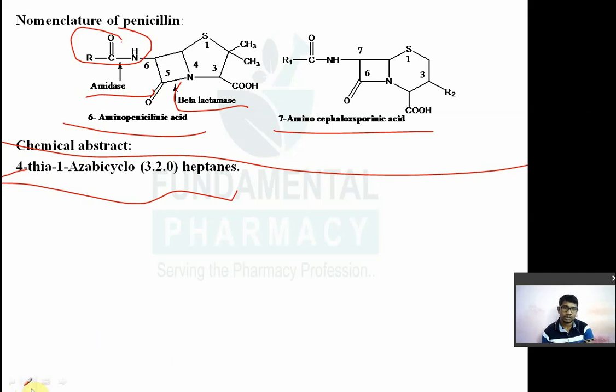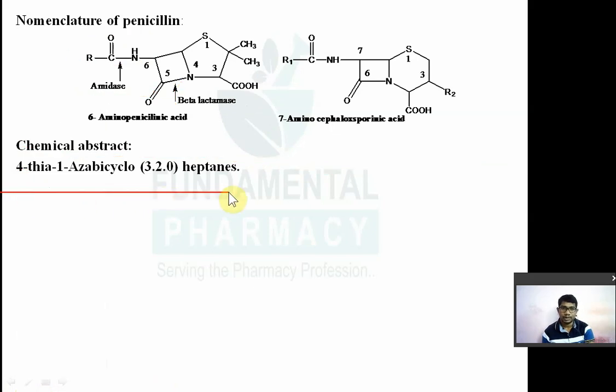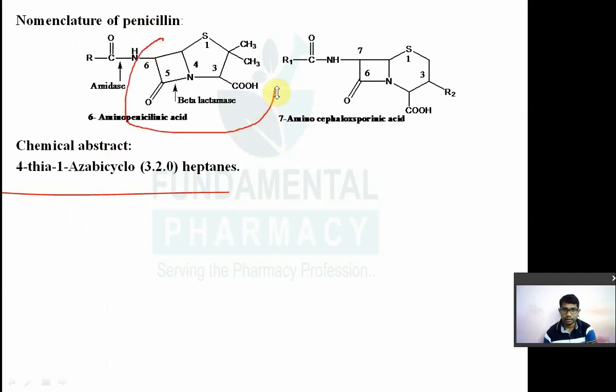The only difference is that cephalosporin has octane, and here it is heptane, everything else is the same. So the chemical abstract name is 4-thia-1-azabicyclo[3.2.0]heptane. This nomenclature they already asked in the exam. Here you can see there is a 7-membered ring: 4 members plus 3, that is 7. That's why heptane. That is the chemical abstract name of penicillin.